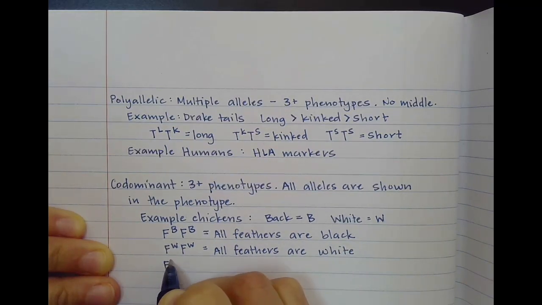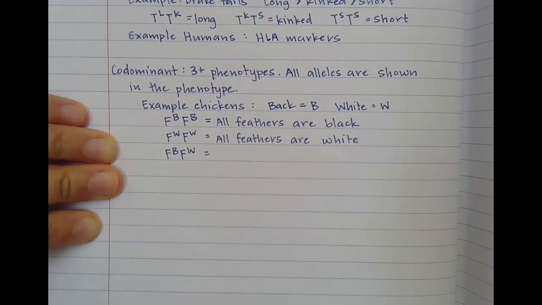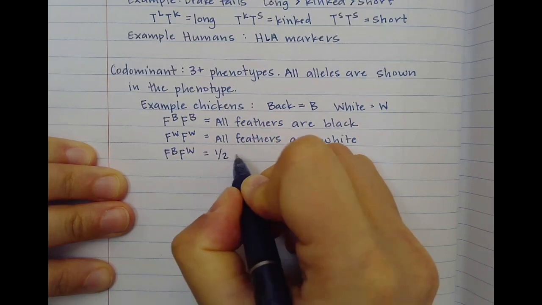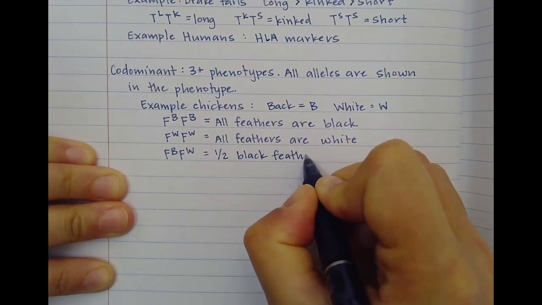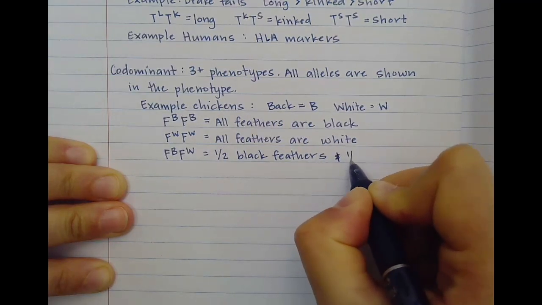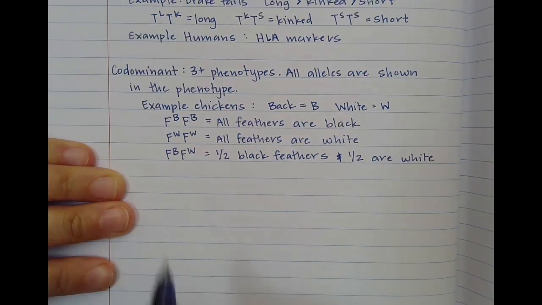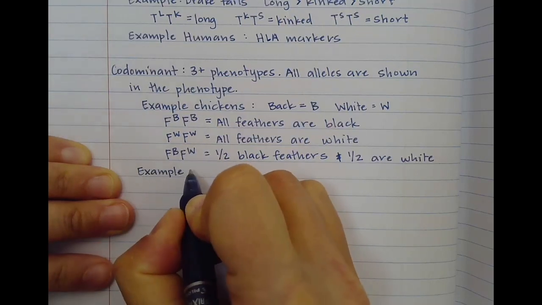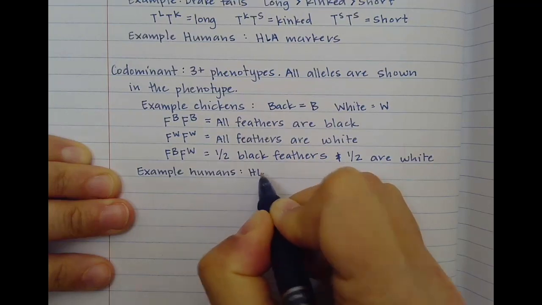But chickens can also have 1 of each. And if they have 1 black and 1 white allele, then half of their feathers are black and half are white. And this also happens in humans. And it happens with our HLA markers.